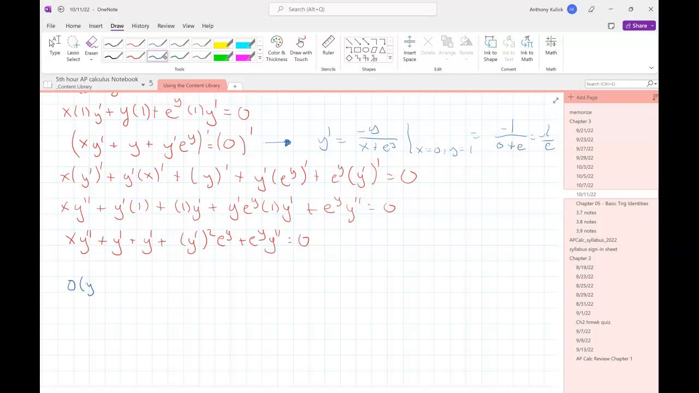So I'm going to have 0 times y prime plus negative 1 over e, plus negative 1 over e, plus negative 1 over e squared times e to the first, plus e to the first times y double prime.